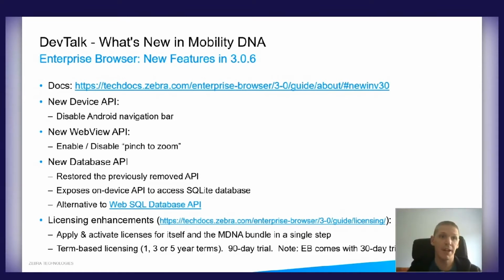There's a new device API, enables you to hide the Android navigation bar. And I see some confusion around what the navigation bar is. It's going to be all blurry, but the navigation bar is this thing here. It's the thing that contains the home, the recents, and the back button.